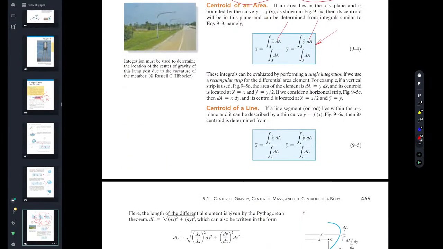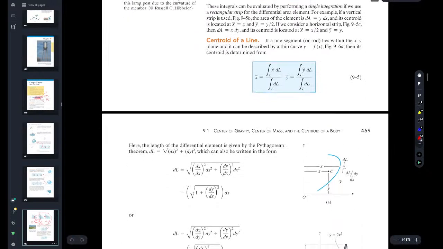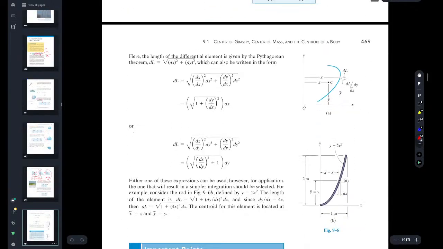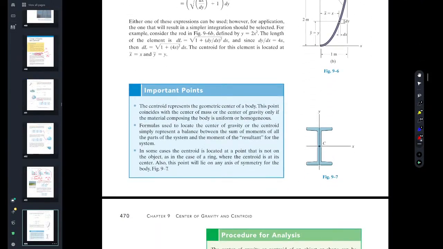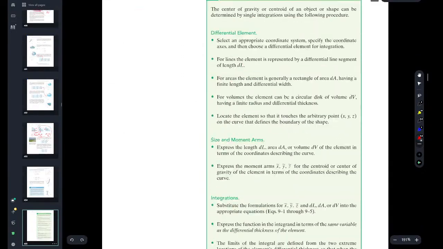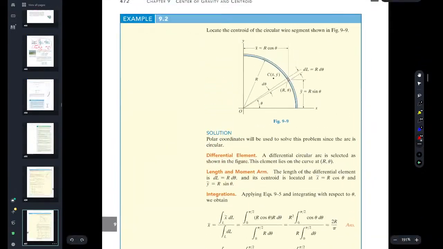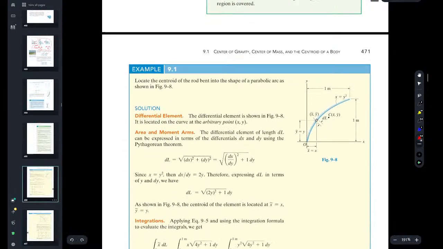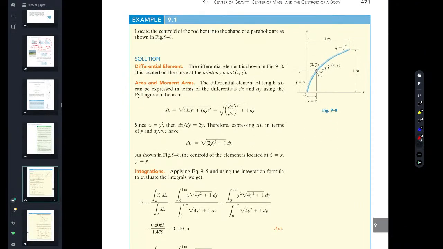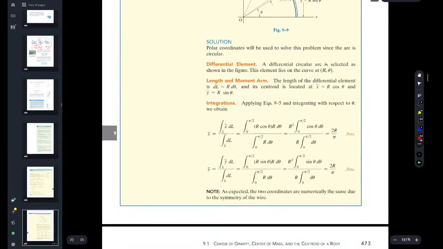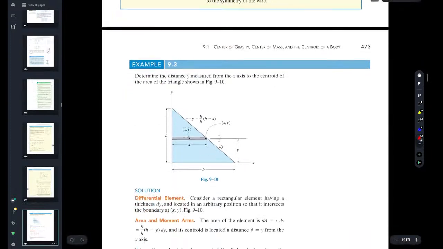Then he says centroid of a line, that would be like a clothes hanger or something bent around. And then he goes through some procedures, and he does a few like this. Those are okay. Those are not exciting. Those basically rarely come up in the real world. Here he's got another one.